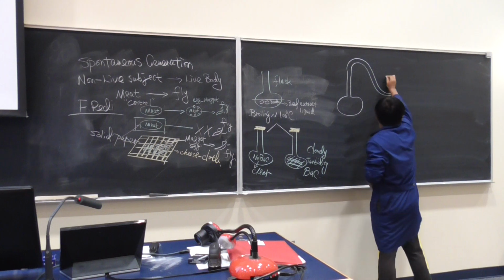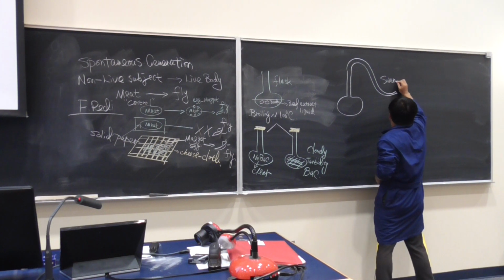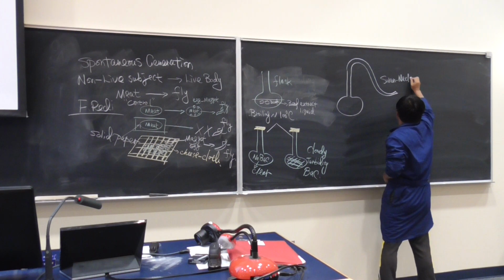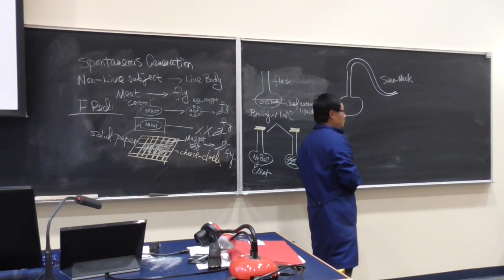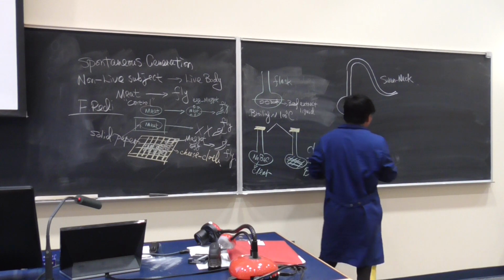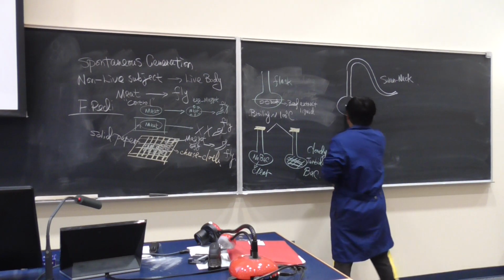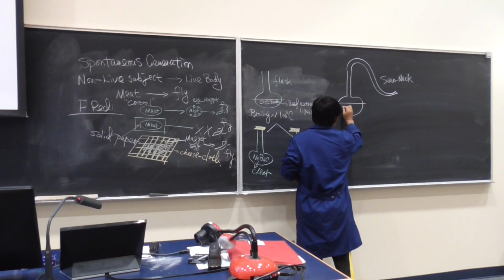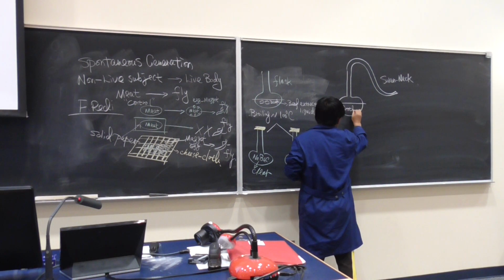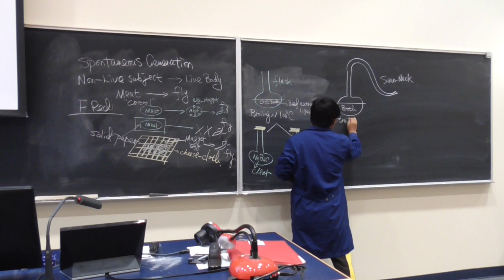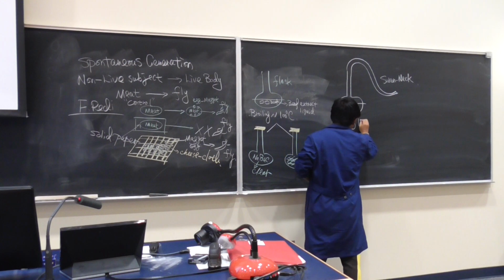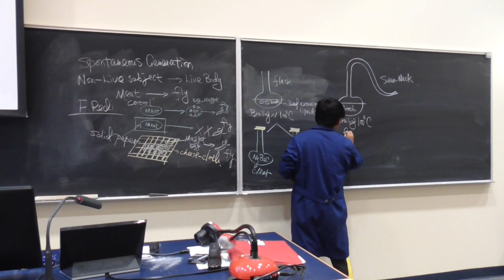This is called a swan neck. Like a swan, like a goose, like a neck. Okay, so what did he do? In this experiment he has a broth, okay? The broth, we're going to boil it at 100 degrees Celsius, let's say for 2 hours.